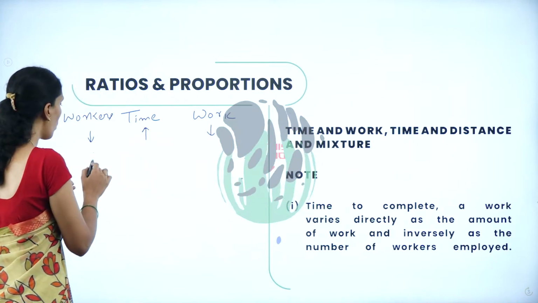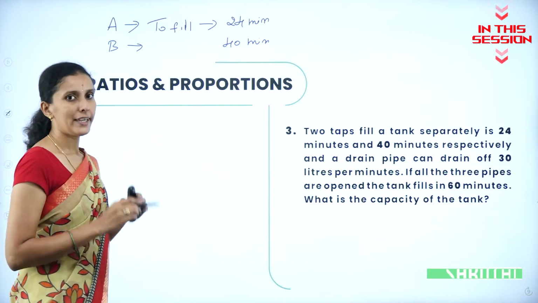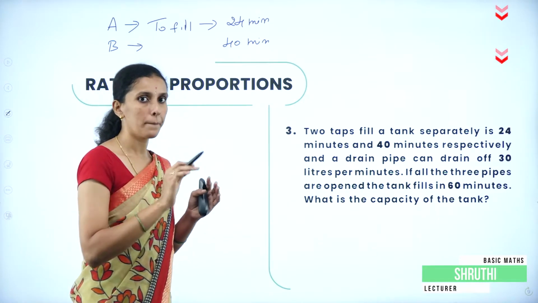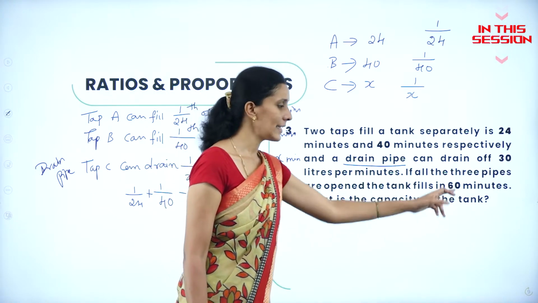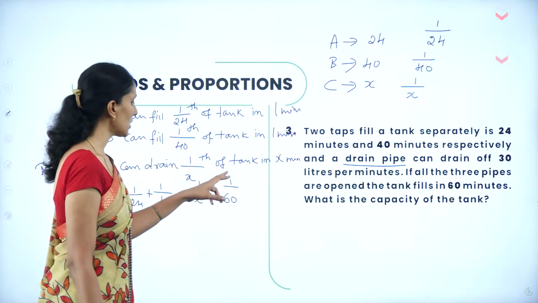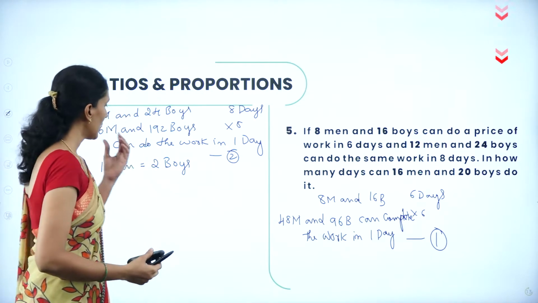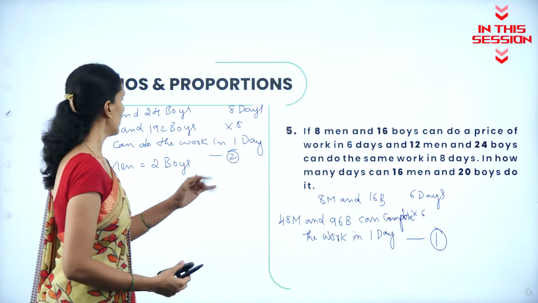Similarly, when you have more number of workers, the amount of work is also more. So if I take the capacity of the tank completely in terms of ratio, that is complete, we take it as 1. Whenever the 3 pipes are opened is 60 minutes. So for 1 minute it is 1 by 60. If one man can do a piece of work, then 2 boys can do the same piece of work in a number of days.